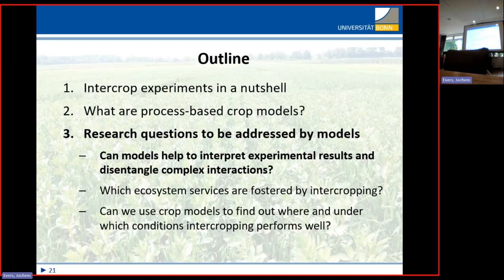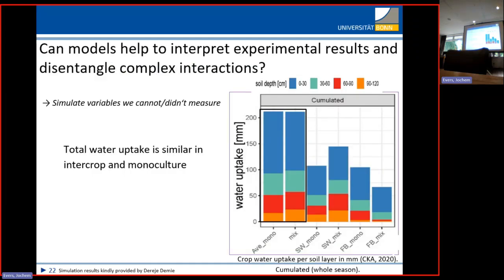Okay, now I will come to the third part: how can we use models to interpret experimental results and better understand complex interactions? First of all, I will come to one example where we can simulate variables that we cannot or did not measure. And this is actually answering the research question Bobke had.